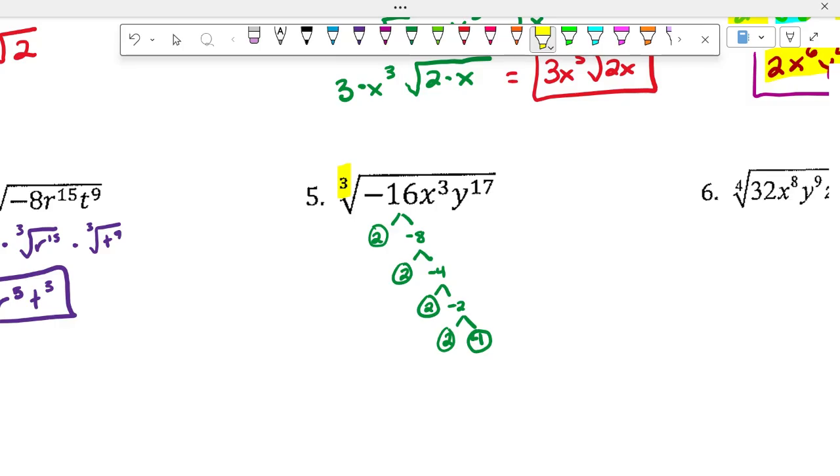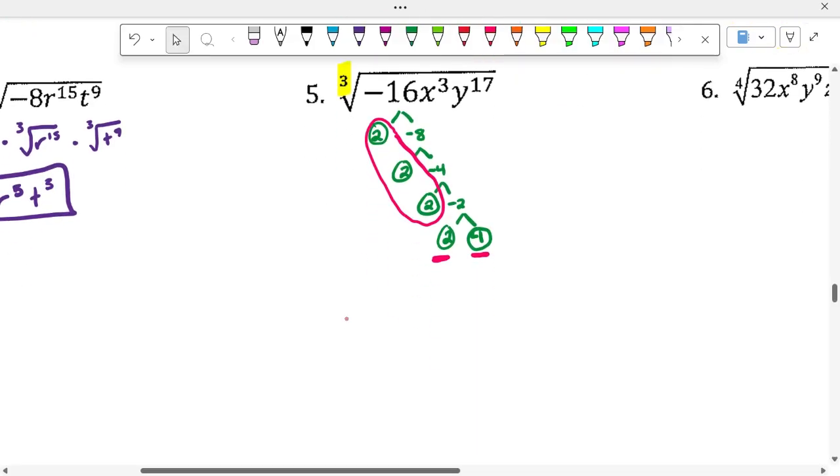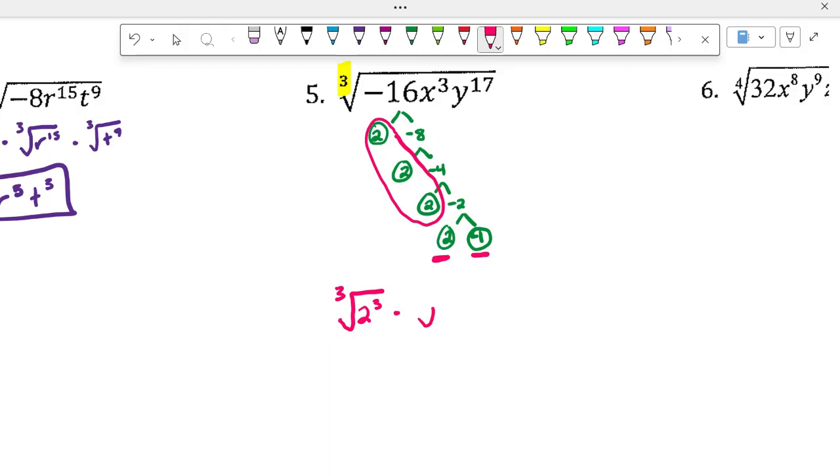All right? So how many groups of 3 do I have? I have 1 group of 3, and that's my 2's. I still have the 2 left over, and I still got the negative 1 left over. All right. So if I rewrite this, I currently have the cube root of 2 cubed times the cube root of 2 times the cube root of negative 1.